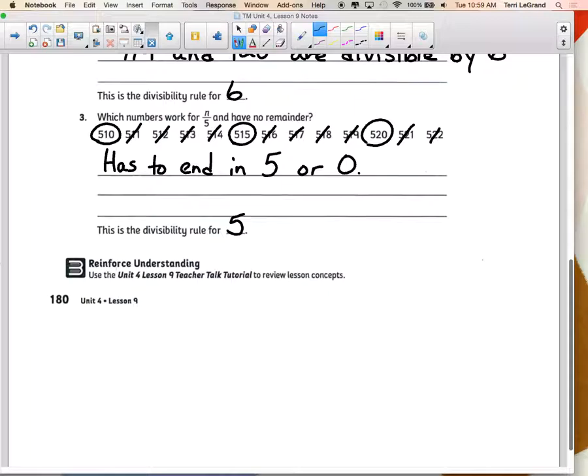Not all divisibility rules are that easy. Did you get the same 3 I did? Or do you have some more? Is that it? So we can say 510, 515, and 520 from our list are the ones that work for n divided by 5. In other words, if we would actually put them in for n, we could divide by 5 and have no remainders, okay? So anybody have questions on the divisibility rules?